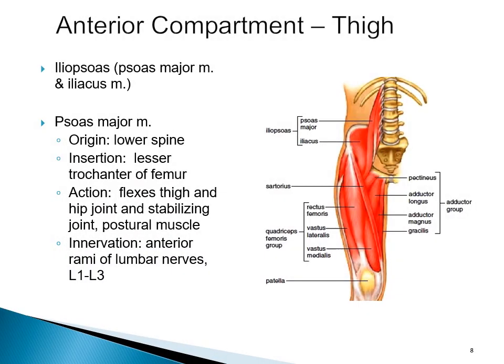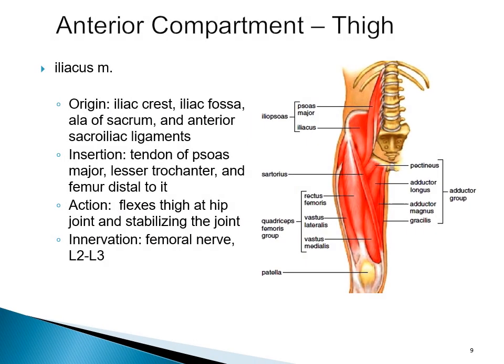The iliopsoas muscle, which is made up of the psoas major muscle and the iliacus muscle, is located in the anterior compartment. The psoas major muscle, origin is lower spine, insertion is the femur, action flex the thigh, innervation is L1 through L3. Iliacus muscle, the origin is the iliac crest, iliac fossa, insertion is on the femur, action is to flex the thigh at the hip, innervation, femoral nerve, L2 through L3.